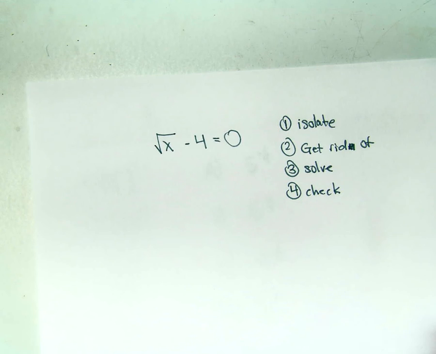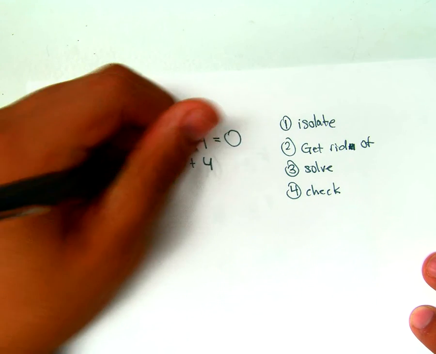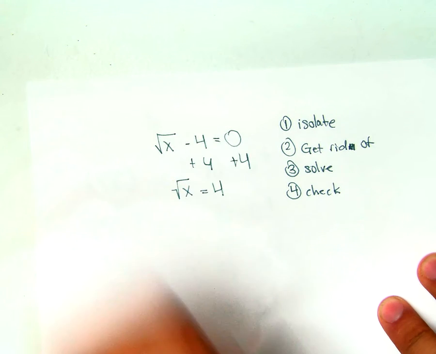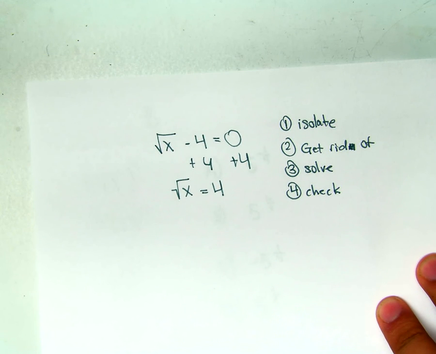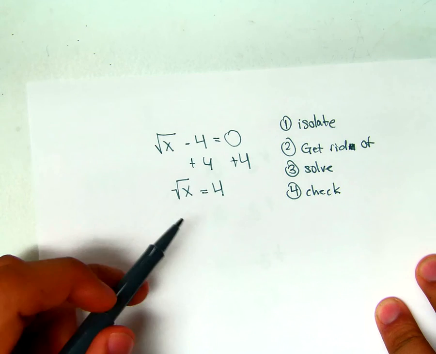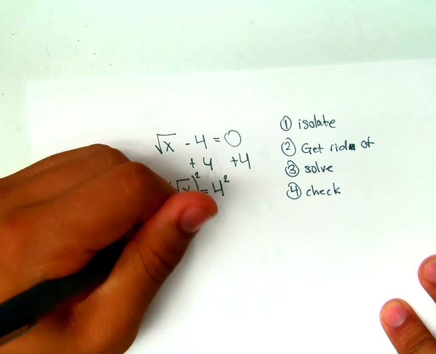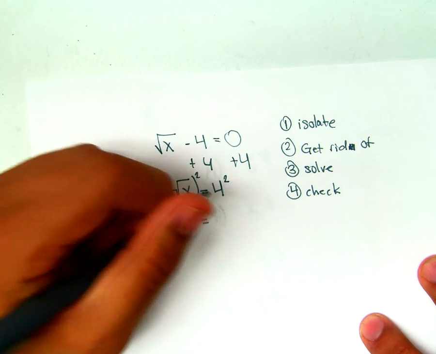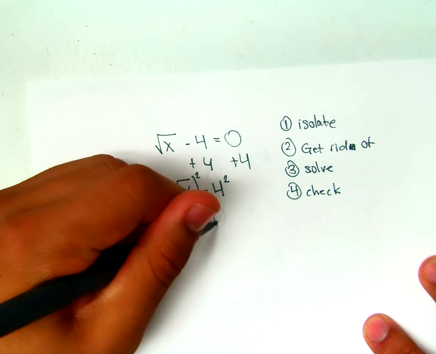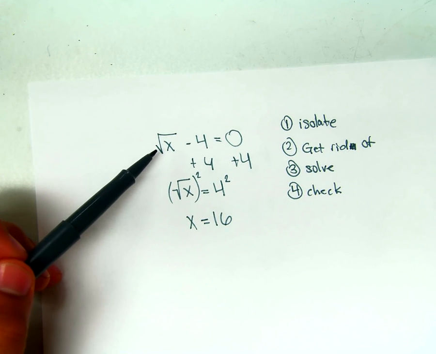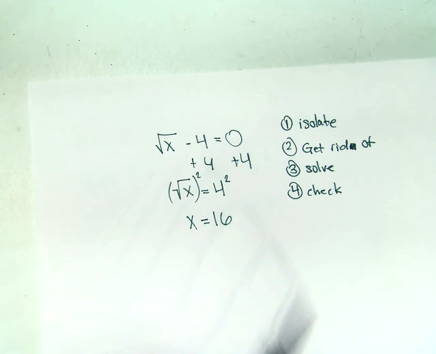So here is the radical isolated? No. So you want to do what? Add 4. Okay, so now you have the square root of x equals 4. Now what? Yeah, so we want to get rid of the radical, so we want to do the inverse operation. So square it. So we get x equals, and 4 squared is 16. And then we check it. Okay, so the square root of 16 is 4. 4 minus 4 is 0, so it works. Okay, so that's what we did.